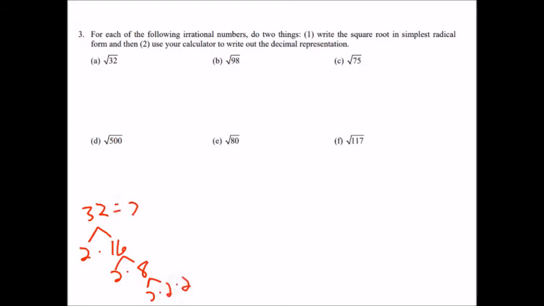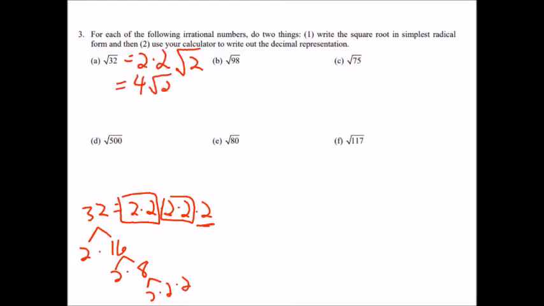All right, so 32 is 2 times 2 times 2 times 2 times 2. I have two pairs of 2's, so I can bring out a 2 and another 2, and then inside, underneath the radical, this lone 2 here. So this turns out to be 4 radical 2. And then write out the decimal representation.